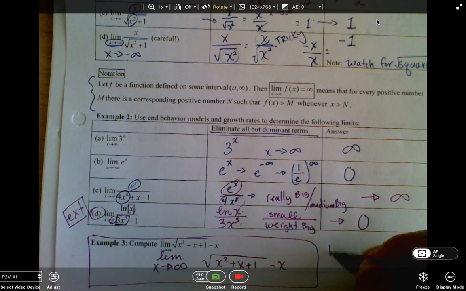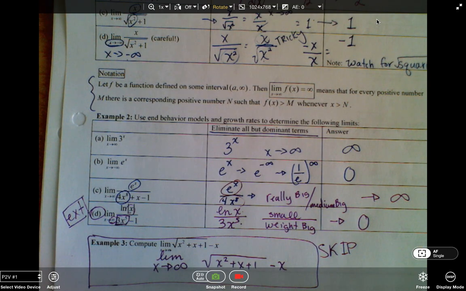Actually, I think I'm going to have you guys skip this one for now, because it's extension. If you want to go over this with me at lunch, we can.